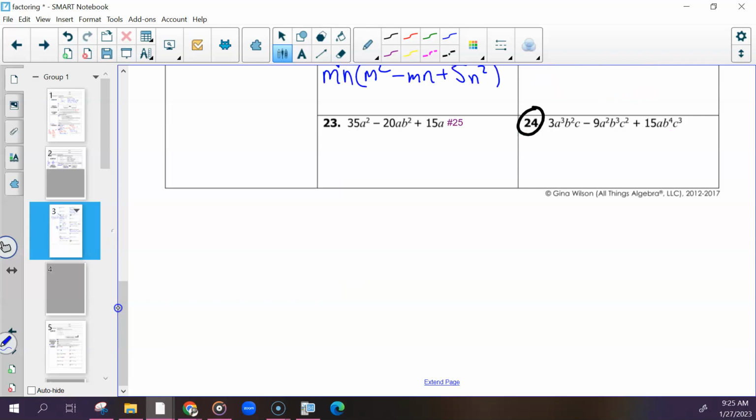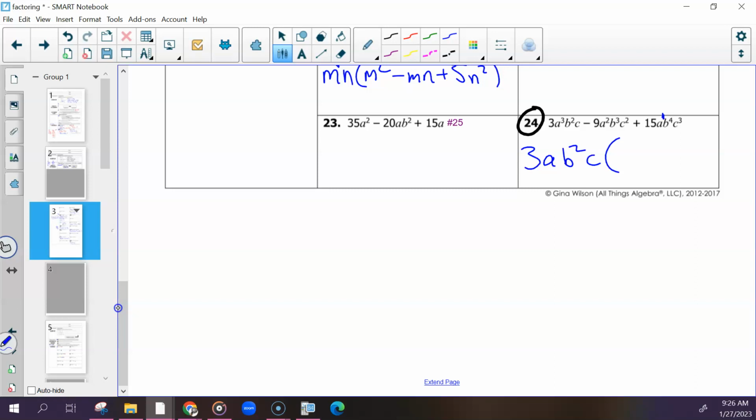3 is the highest number, yes? Not A squared, because this one only has 1. So this one, the A still has a 1, the B has a 0. So 2, 2, yes. And this one's C, correct.